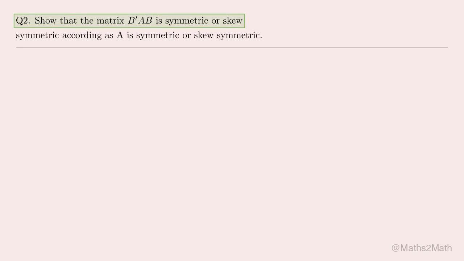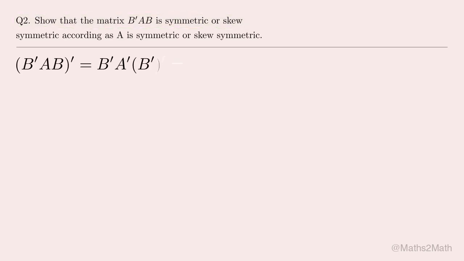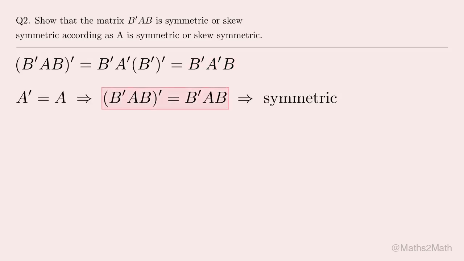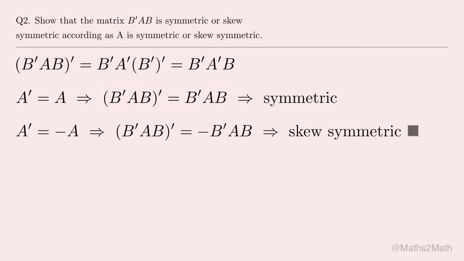Question 2. Sandwiching A between B transpose and B preserves its symmetry type. We prove both directions. Transpose the sandwich. The order reverses, and B transpose transposed is B again. If A is symmetric, A prime is A, and we get back exactly B transpose A B, symmetric. If A is skew, A prime is minus A, and the sandwich flips sign, skew-symmetric. Both cases proved.